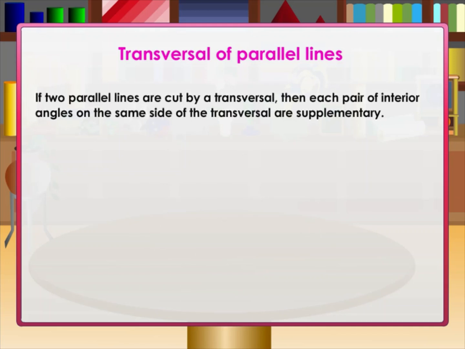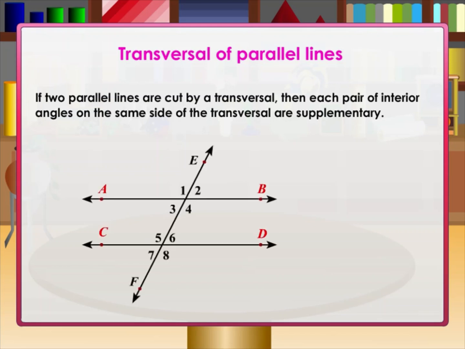If two parallel lines are cut by a transversal, then each pair of interior angles on the same side of the transversal are supplementary. In this given picture, AB and CD are two parallel lines. EF is the transversal passing through these parallel lines. Angle 3 and angle 5 are interior angles on the same side of the transversal. Sum of these angles are supplementary. That is, angle 3 plus angle 5 is equal to 180 degree.